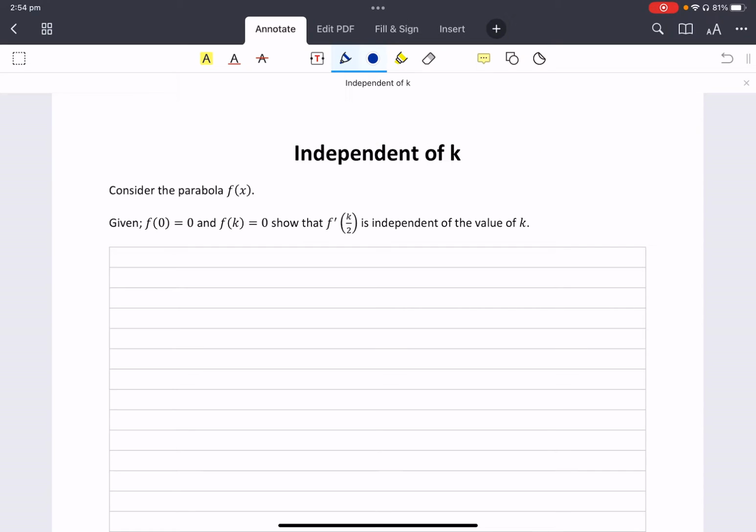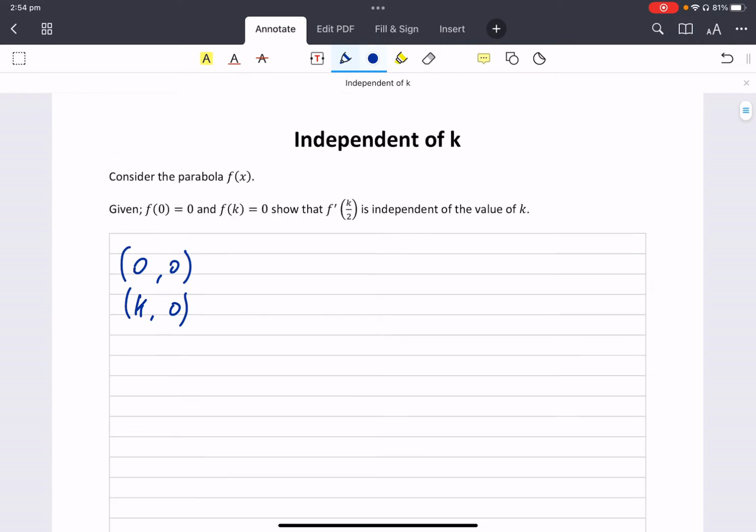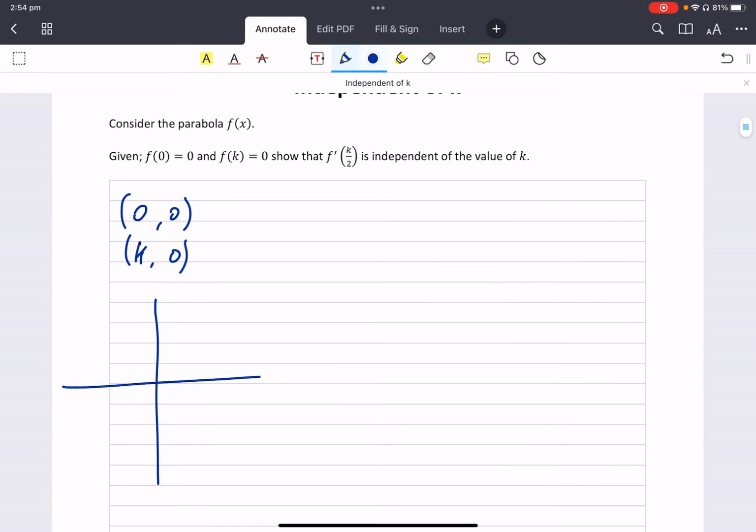First thing in this question is to decipher these hints. You can see here when x is 0, y is 0, so that's a point on the parabola. And here when x is k, y is also 0. So we've got 2 points on the parabola. Clearly the parabola goes through the origin and it goes through the point k.